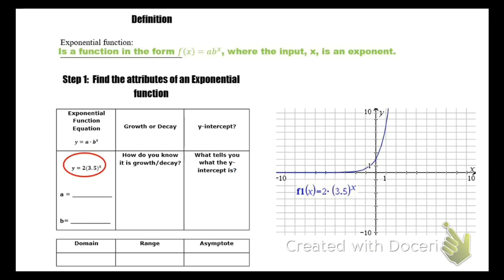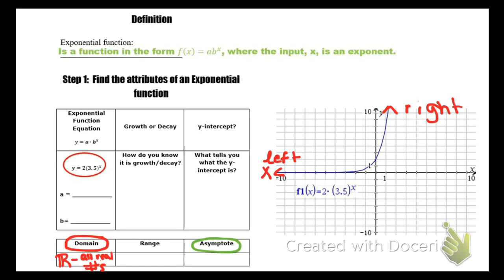Okay, so for the domain, we know that we're looking at the x-axis for our domain, and this function will continue to the left side forever, and it will continue to the right side forever. So we know that our domain for this function is all real numbers. For our range, I need to know what my asymptote is. So remember, the asymptote is the line that the function gets really close to, but it never touches.